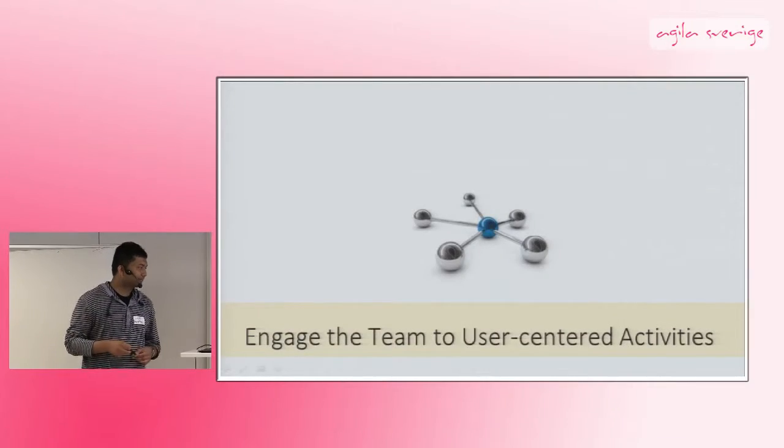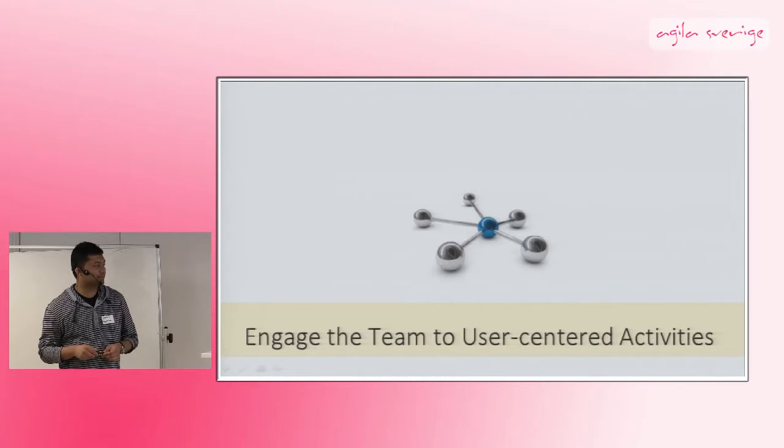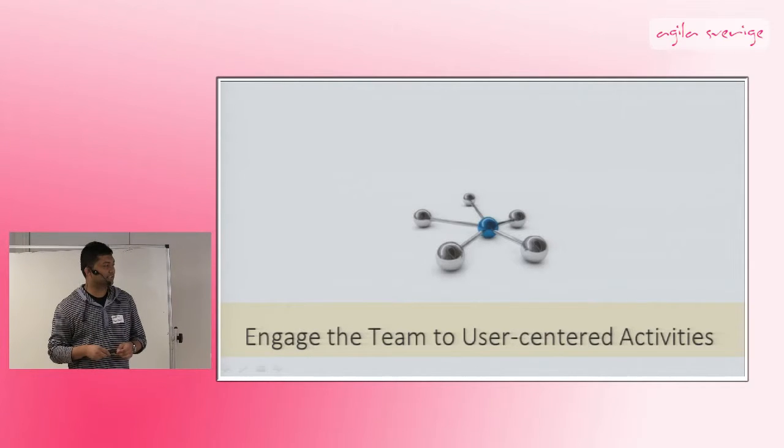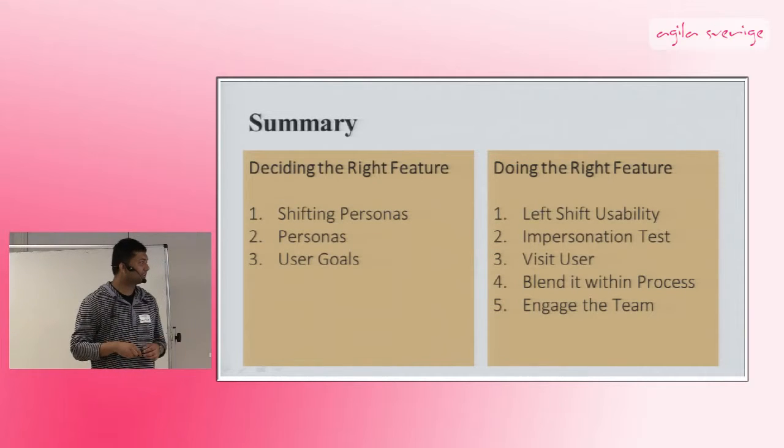And engage the team as much as possible in user-centered activities. The reason is you probably have one or even half a UX person in the team, and it's not always possible for them to do everything. And when you involve people, everyone in the team gets user sympathy, and that's quite important in building it properly. Yeah, so that's it.